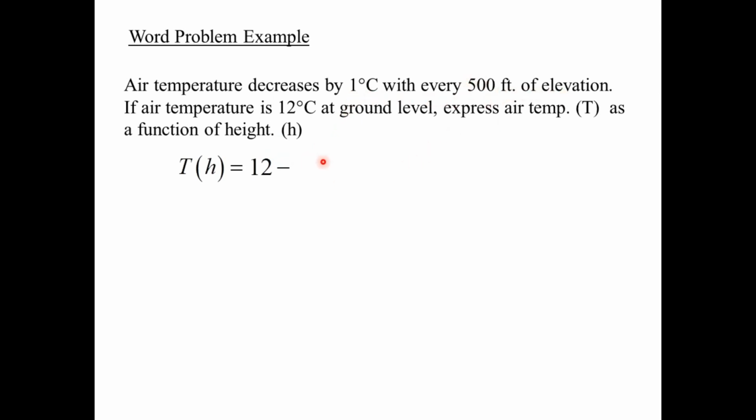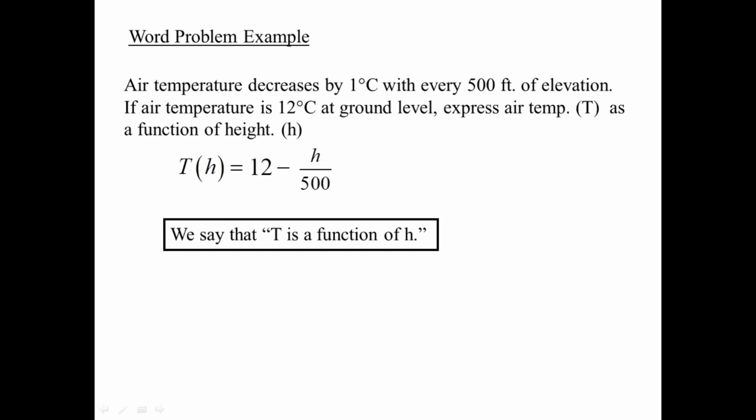So we'll have to take the height and find out how many 500s there are in the height. Like if a jet was at 30,000 feet, we'd have to find out how many 500s there were in 30,000. So we'll have to simply divide the height by 500. And there it is. This is a function where when we input h, the output will be T of h, the temperature at that given height. We say T is a function of h.